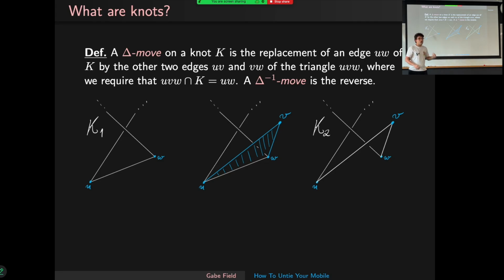So this whole long paragraph is to say the following. A delta move on a knot is what you get when you look at one edge of the knot and draw out a triangle that does not intersect the knot. This little strand is kind of behind that triangle, if you will. And you replace this edge with those 2 edges of the triangle to get this. That is a delta move. A delta inverse move is that. Cool?